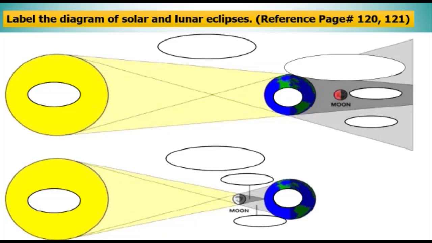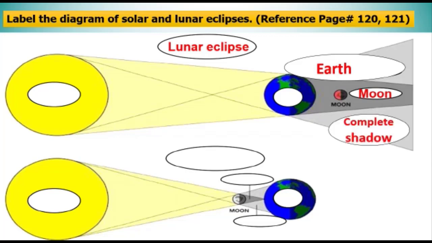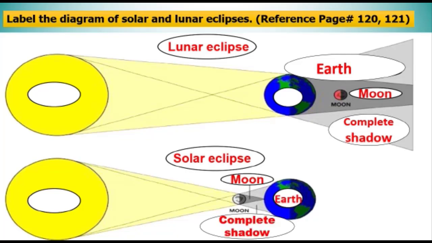Okay, dear students, now we will label the diagram of solar and lunar eclipses, reference page number 120 and page number 121 from the books. First of all, we will label the diagram of lunar eclipse. When the earth comes between the moon and the sun, a shadow of the earth is seen on the moon. This is called the lunar eclipse. The second one is solar eclipse. When the moon comes between the sun and the earth, a shadow of the moon is seen on the sun. This is called the solar eclipse.